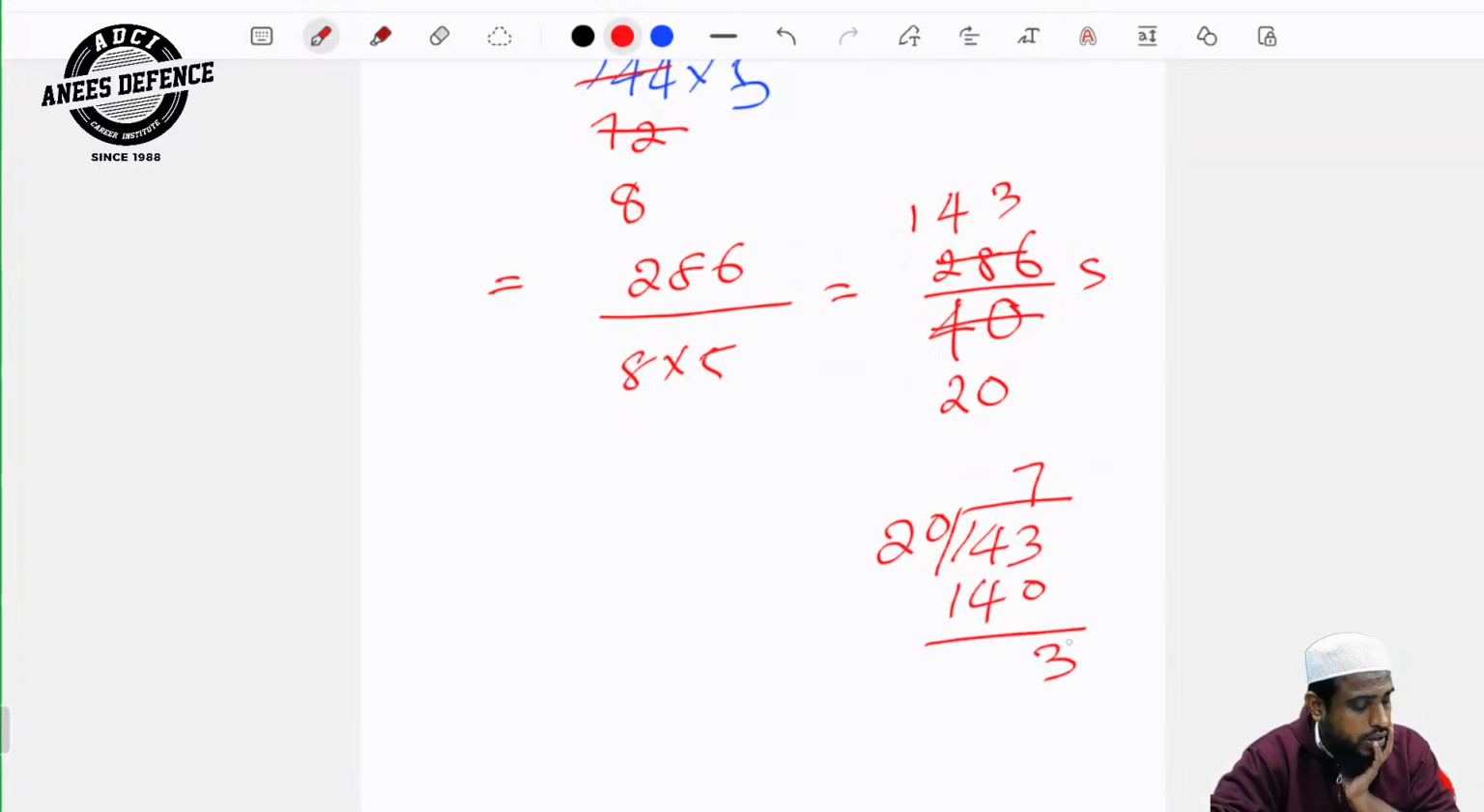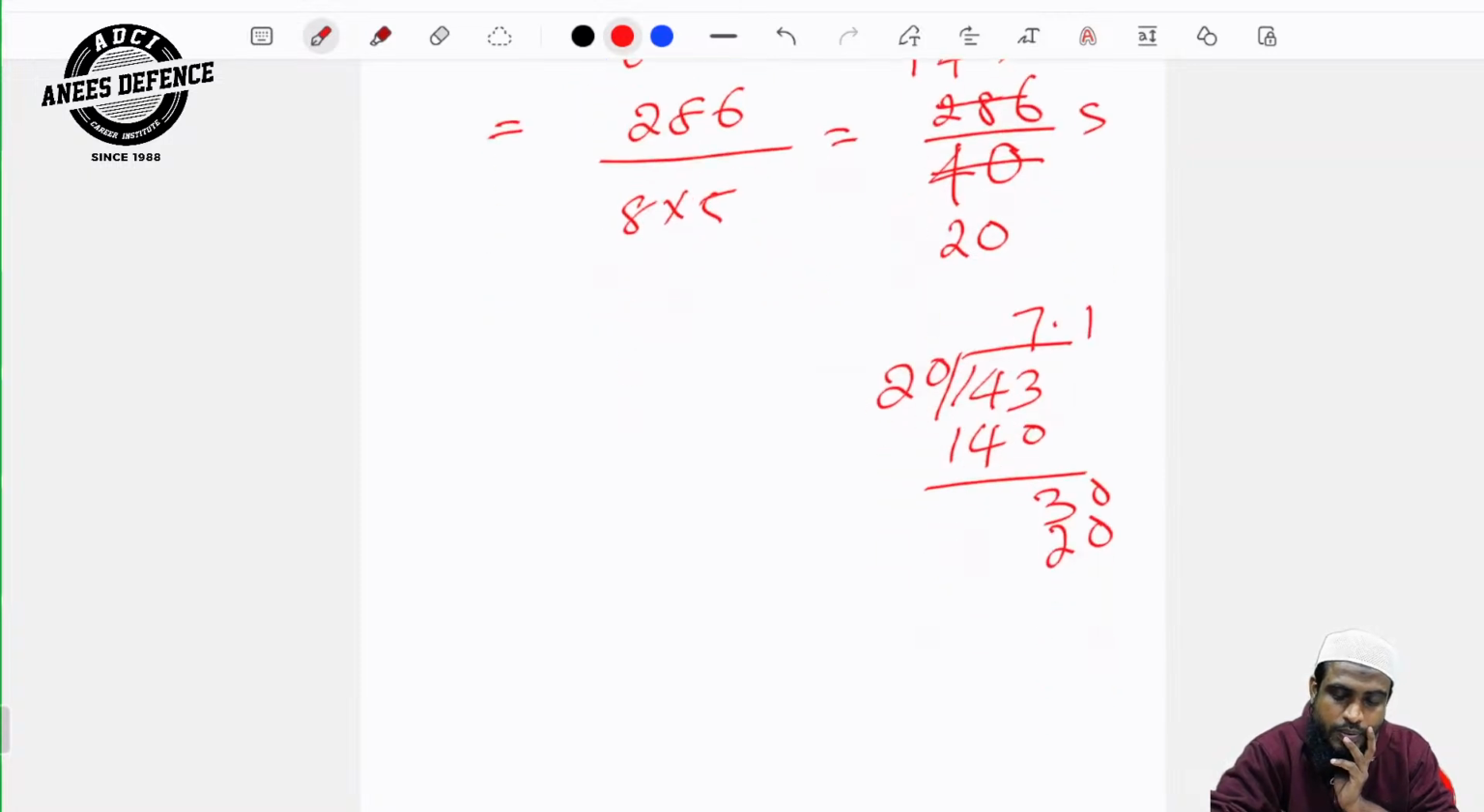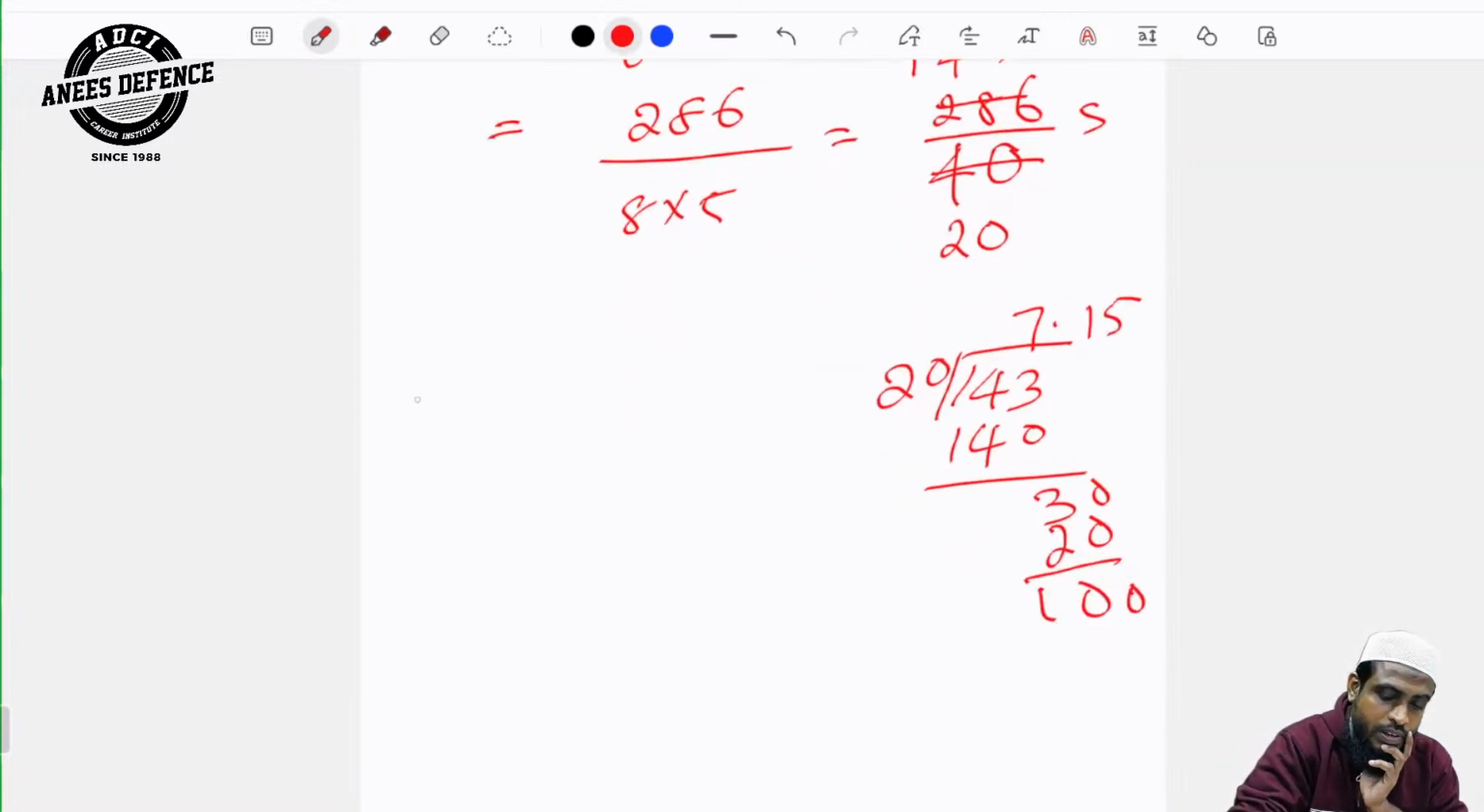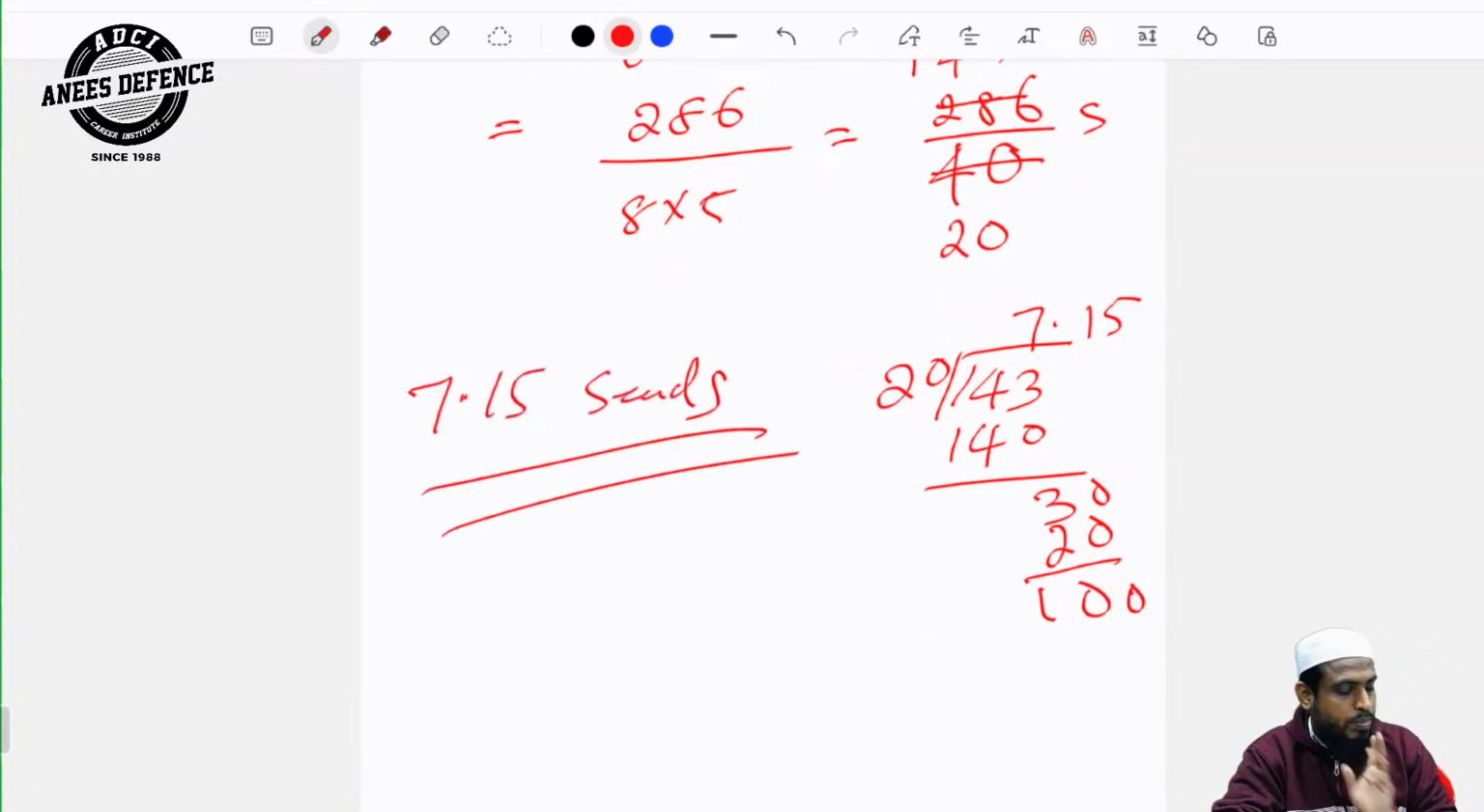The answer is not given as a fraction, but in decimal, so you have to do it again. 1 into 20, so 10. Again 0, 5. So the answer will be 7.15 seconds. So based on the choice you have to do. In some questions they will provide it in mixed fraction. In some questions it will be in decimal also.